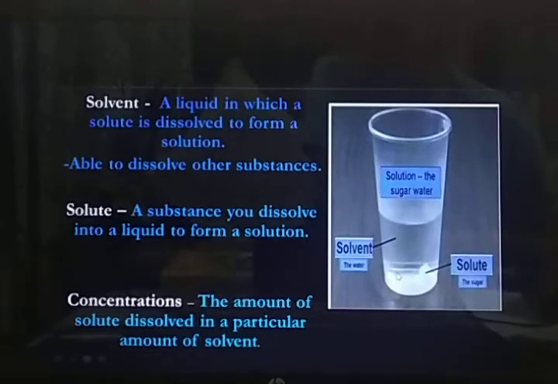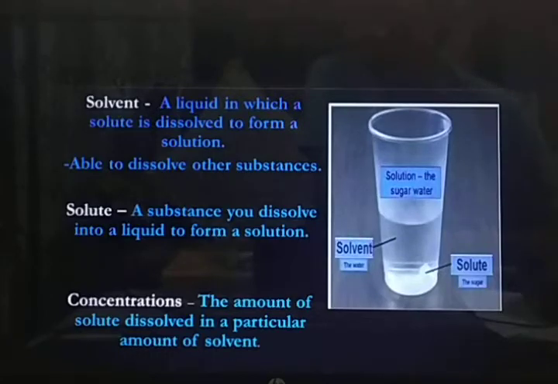Are you getting my point? So the water is the solvent and the sugar is the solute. Other than sugar, there can be anything else as a solute, and other than water, there can be anything else in the place of the water, right? So the solvent can be of many types, but we are taking the example of sugar water here. So the water is the solvent and sugar is the solute.